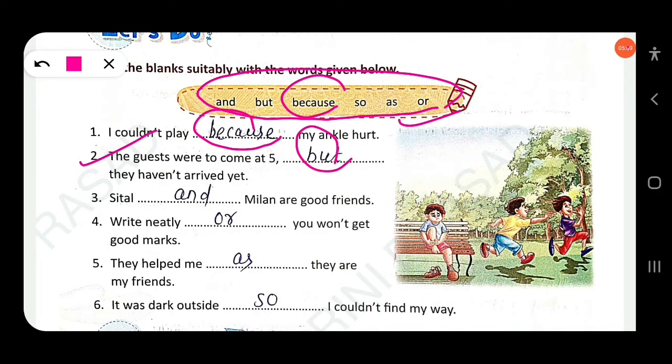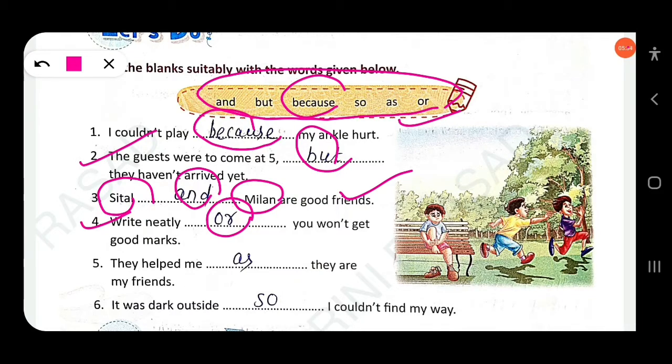Next, Sital and Milan are good friends. Here we join two nouns. Clear? The next, write neatly or you won't get good marks. Here this is result. Work hard or you will fail. Similarly, write neatly or you won't get good marks.